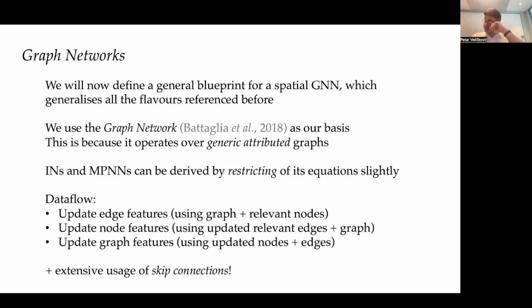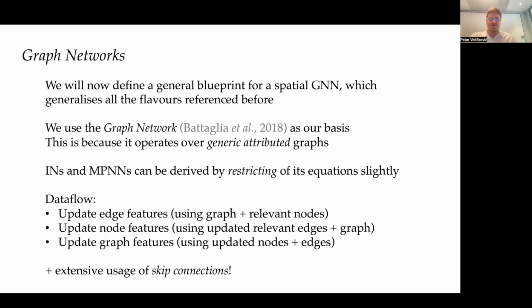So now, under this assumption of having node, edge, and graph data, and we want to compute node, edge, and graph latents, so from x to h, we are going to define a general way to build spatial graph neural networks, which generalizes all of the flavors we talked about. And specifically, I chose to use the graph network model from DeepMind as the basis because it truly operates over generic attributed graphs. And the other two models, like interaction networks and message passing neural networks, are obtainable from the graph network by restricting its equations slightly.